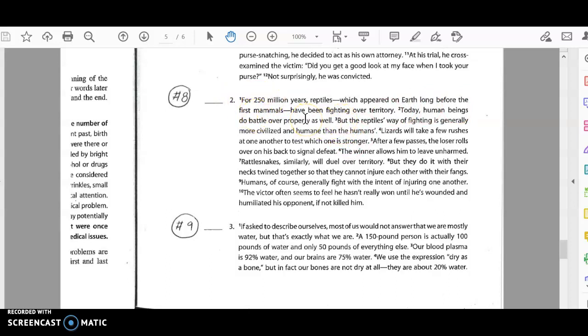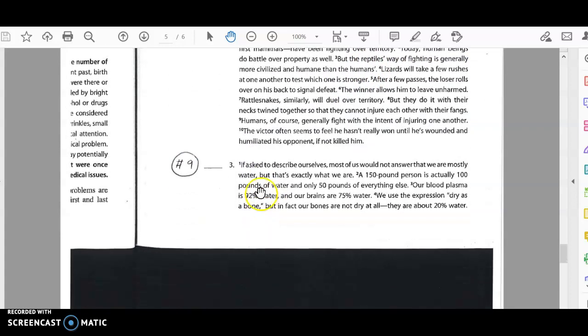For 250 million years, reptiles, which appeared on Earth long before the first mammals, have been fighting over territory. Today, human beings do battle over property as well. But the reptiles' way of fighting is generally more civilized and humane than humans. So we've got 2 introductory details kind of bringing us into the idea of what the paragraph is about, and then sentence 3 is our main idea. Ooh, there we go. Number 9/number 3.